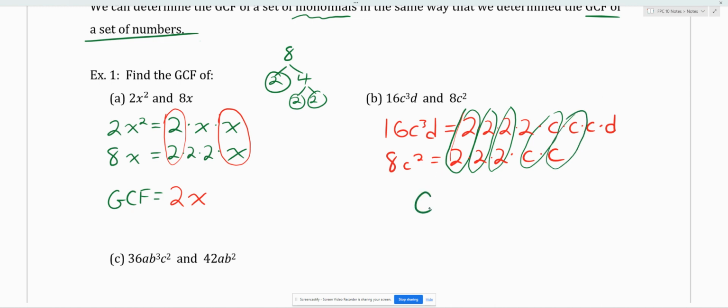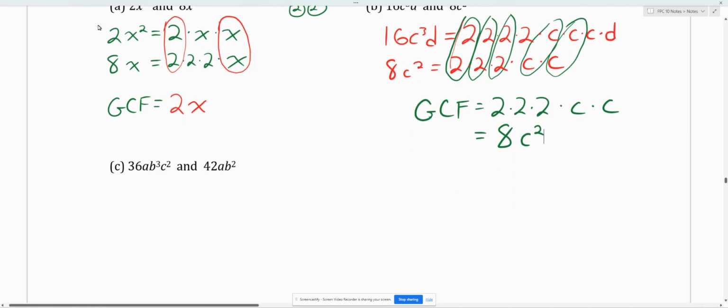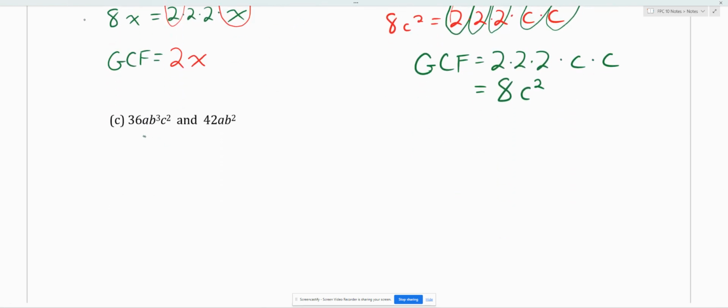So my GCF this time is going to be the three 2's, 2 times 2 times 2, and the two c's. But we know we can write that in a shorter form. 2 times 2 times 2 is 8, and c times c is c squared. Let's do one more, and then we'll talk about the pattern we might be noticing now.